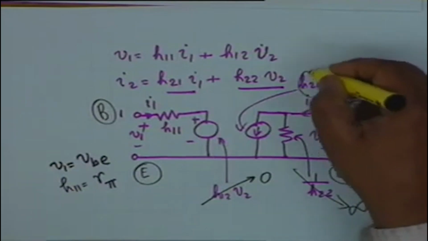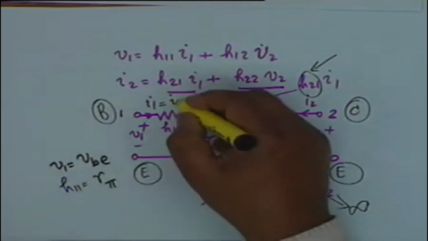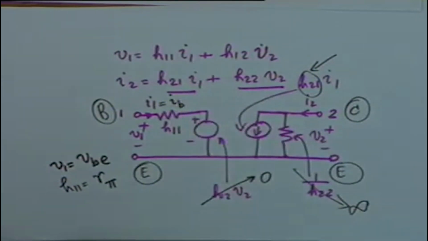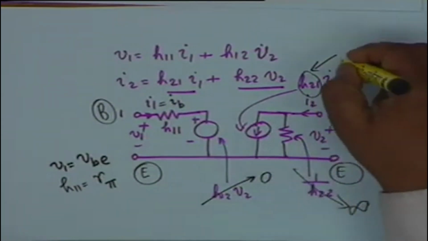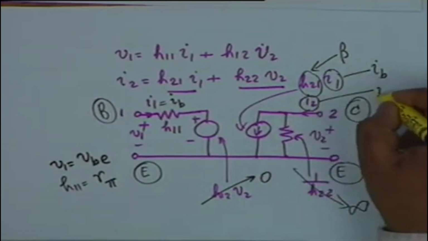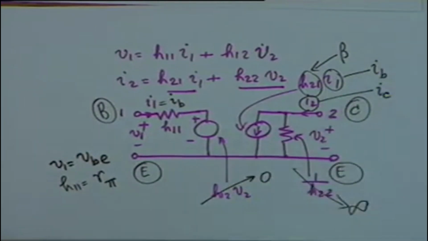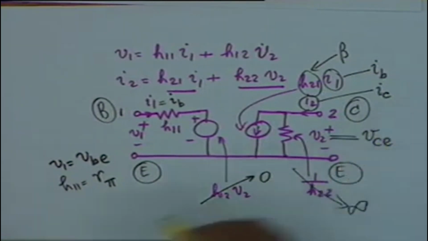And H21, you can recognize what H21 is. What is I1? I1 is simply IB, the base current. Then what is H21? It must be beta. H21 is beta, I1 is IB and I2 is I sub small c, the collector current, and V2 shall then be equal to VCE. All right.